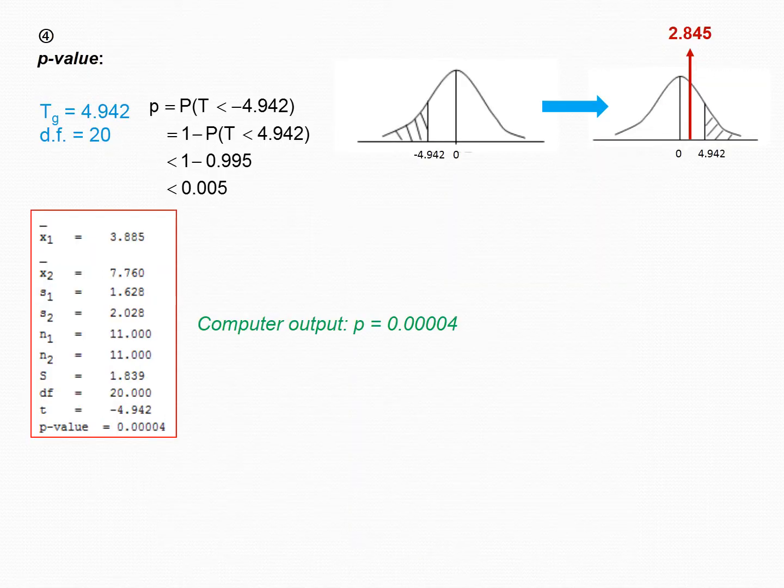So the probability to the right hand side of 2.845 will be 0.005. Since I don't have that value in my table, I can then just write that the probability will be less than 0.005, since that area will even be smaller than the area to the right hand side of 2.845. And if you look at the computer output in stat 1.3, you will see that that probability will indeed be less, because it will be 0.00004.